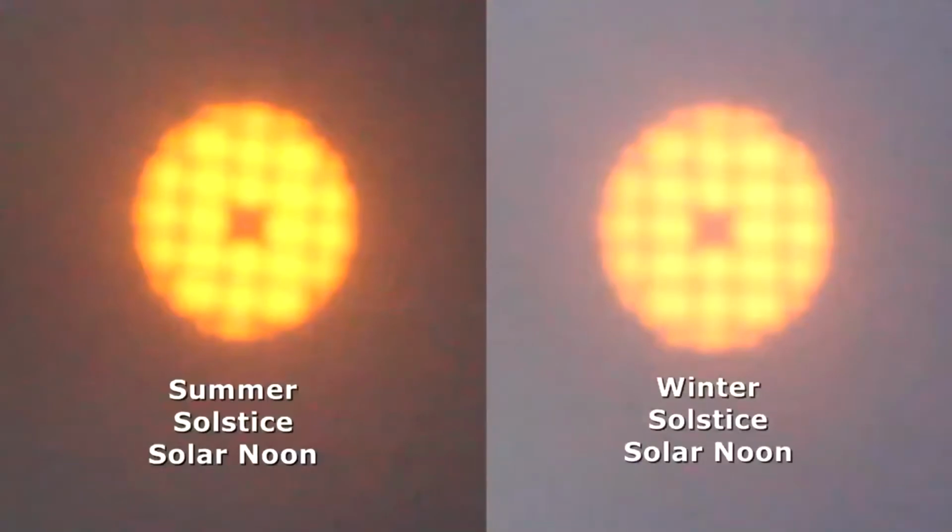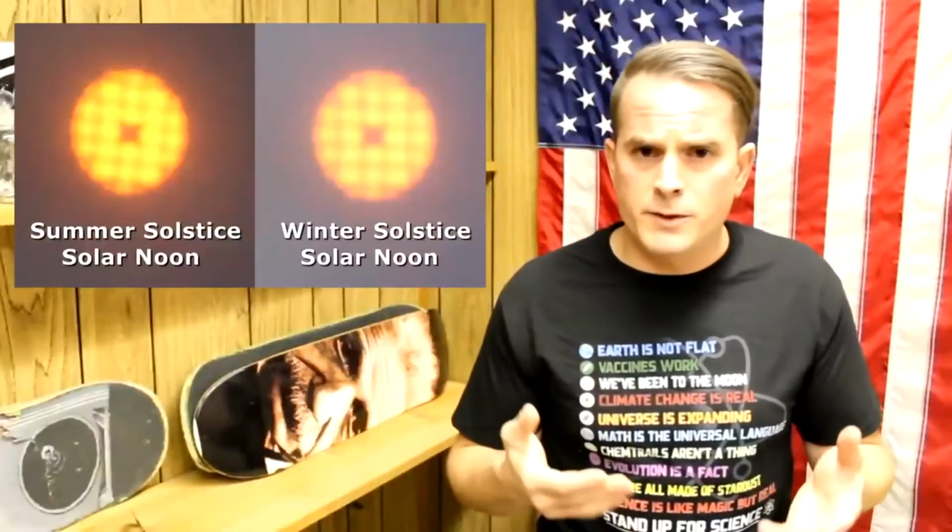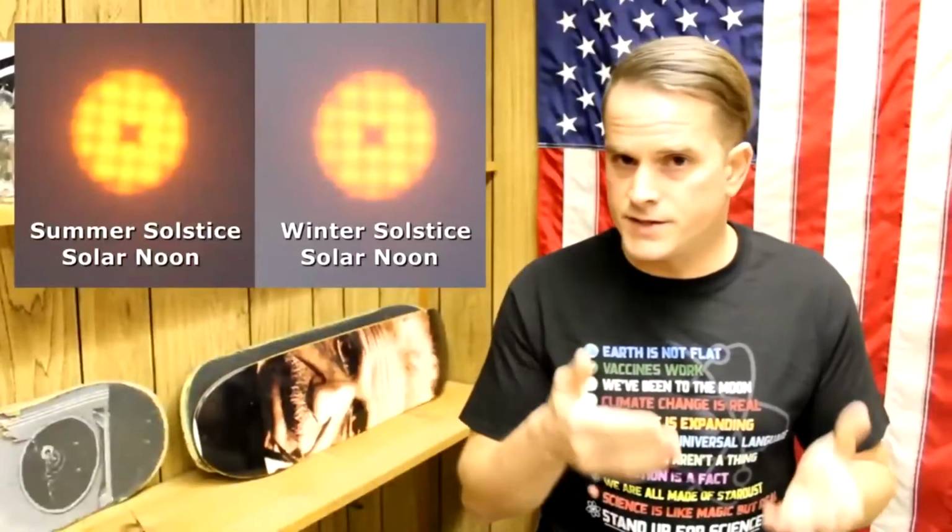Alright, let's look at the results. On the left, here's the sun at solar noon on the first day of summer here in Michigan, summer solstice. And on the right, from the same location in Michigan, here's the sun at solar noon on the first day of winter, winter solstice. The visual diameter of the sun is unchanged.